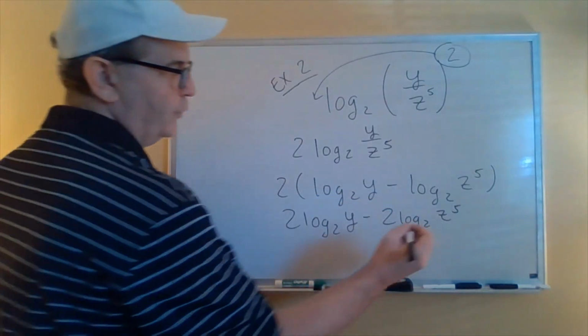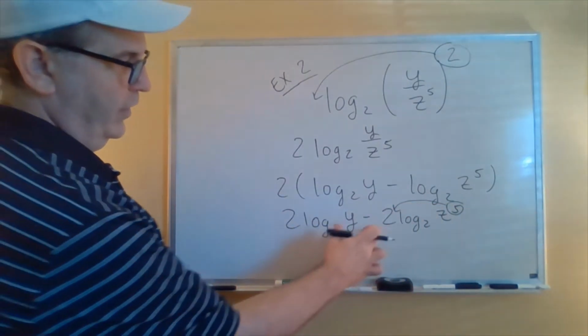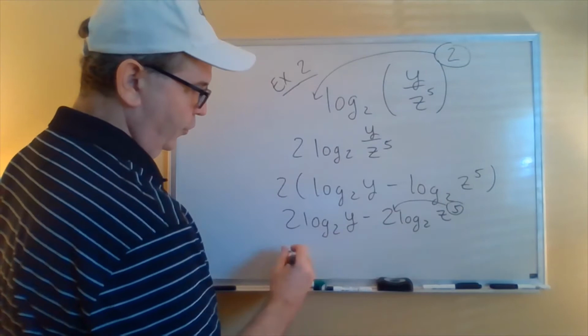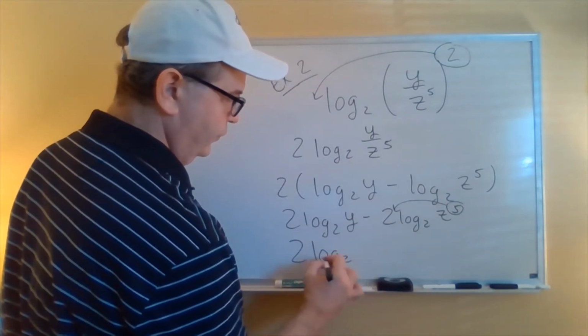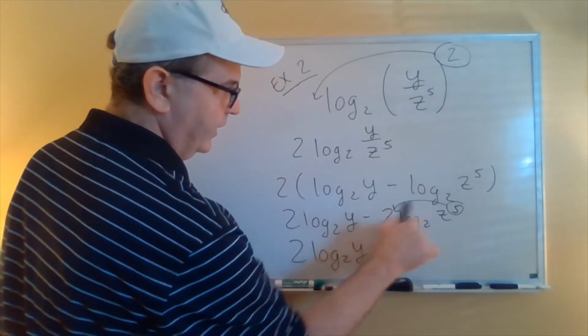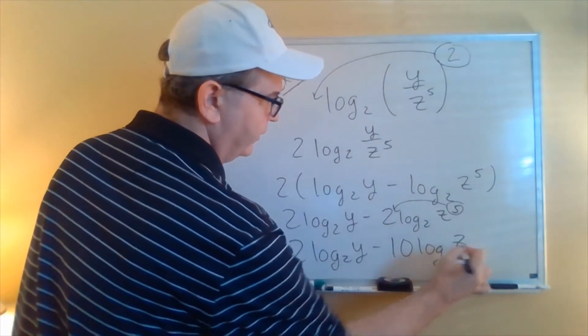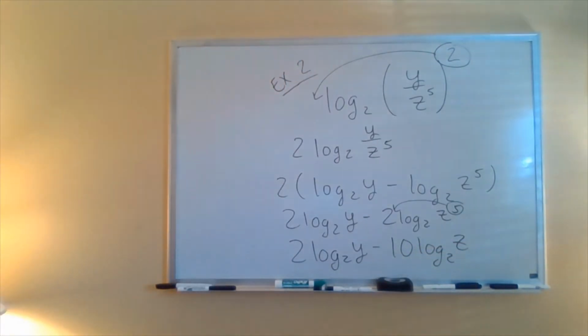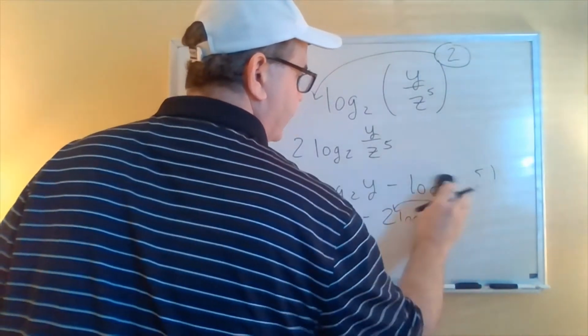So I'm almost done. There's one other thing I can do here. I can move this 5 out in front of this logarithm. I'm going to end up with 2 times 5 here. I'm running out of room. Hopefully this comes through on the table. Okay, I'm going to have 2 log base 2 of y minus 2 times 5, which is 10, 10 times log base 2 of z. And there's my answer on that one: 2 log base 2 of y minus 10 log base 2 of z. I'll give you one more example here before I send you off to the practice problems.